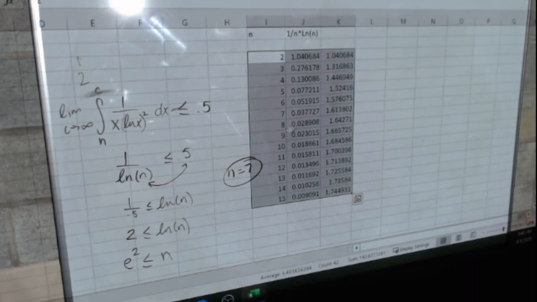So it looks like this problem is weird because these don't seem to change. So let me think about this one some more.